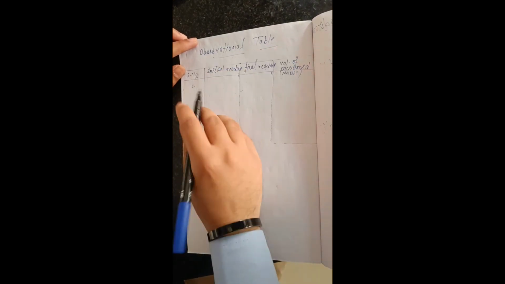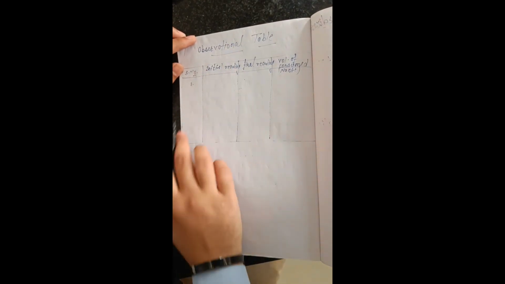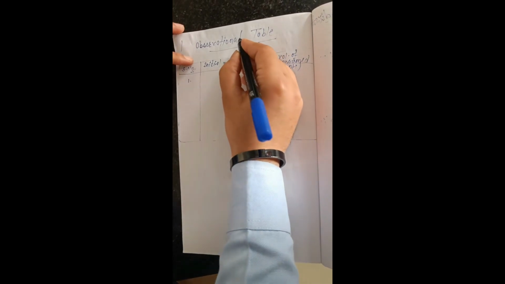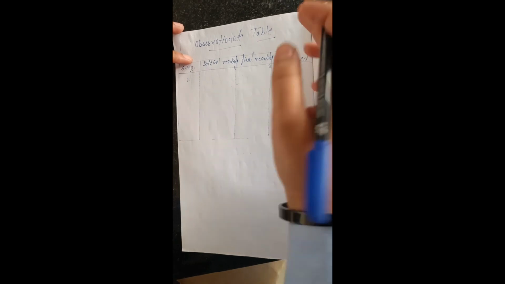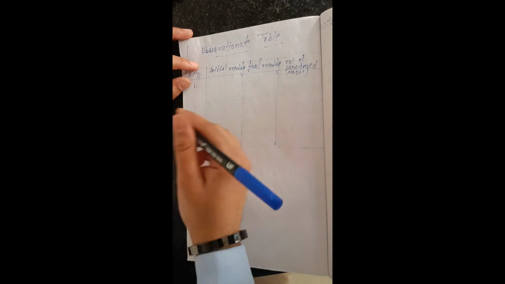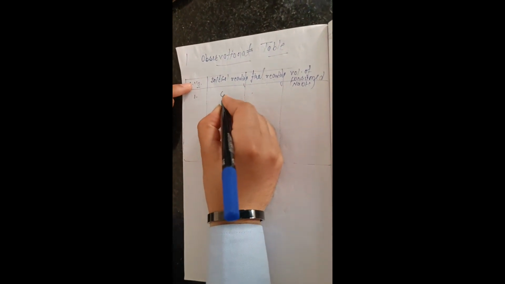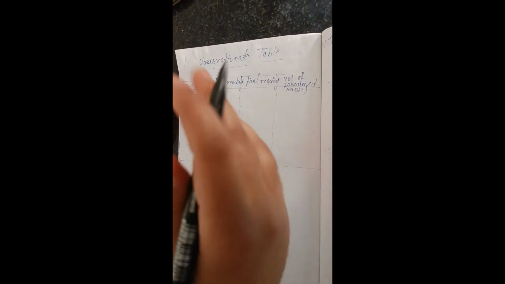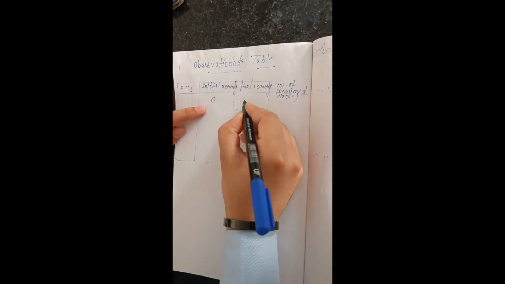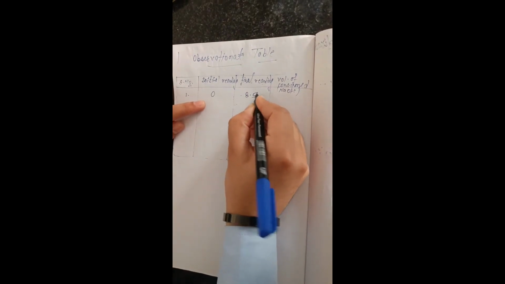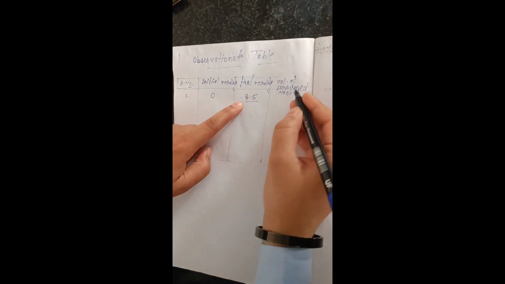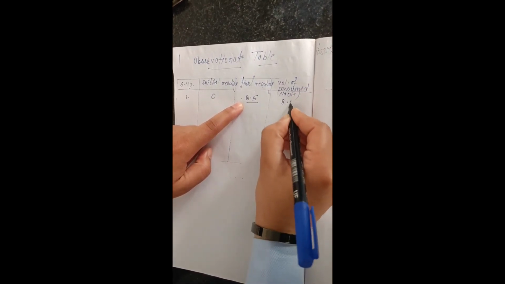So we are taking the observation table like that. The columns will be the serial number, initial reading, final reading, and the volume of NaOH consumed in this titration. The initial reading of the burette was 0 when we started adding NaOH to the oxalic acid, and the final reading was 8.5 on the first attempt. The volume of NaOH consumed is 8.5.